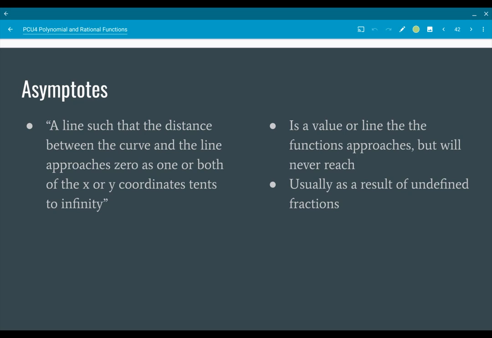First thing to talk about is what is an asymptote. An asymptote is a line that a function approaches but never actually gets there. It gets close enough that we can say, okay, it equals that, but it never actually gets there. So the way you can think of an asymptote is in football terms.